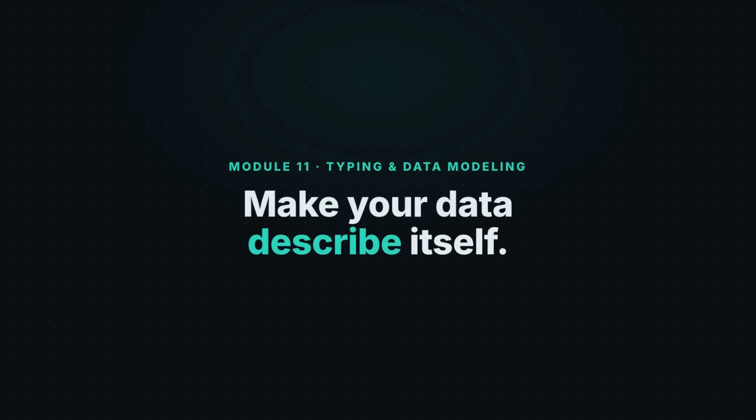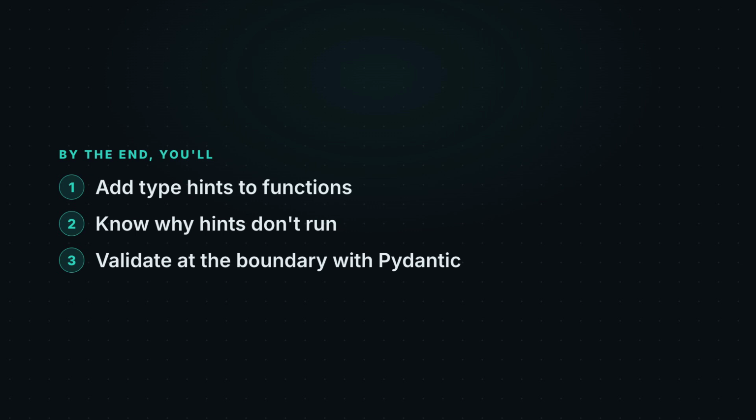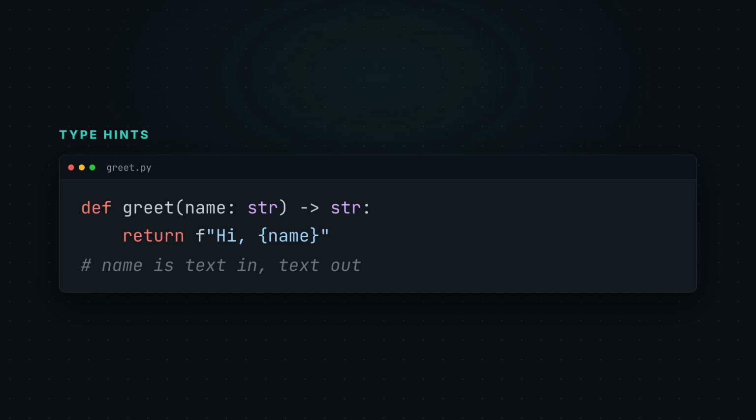Module 11. Type hints let you write down what kind of value you expect. They don't change how Python runs, but your editor and your tools use them to catch mistakes before they ever happen. 3 things. You'll add type hints to your functions. You'll understand the surprising bit that hints don't actually run, and you'll validate real data at the edge of your program with Pydantic.